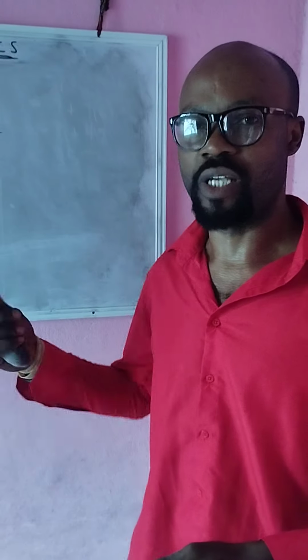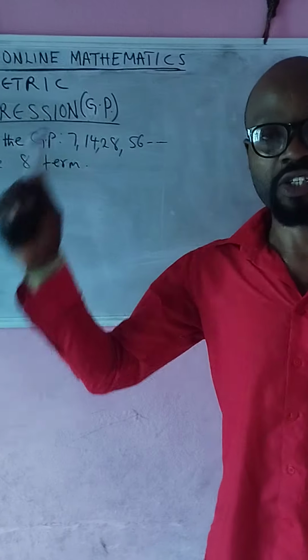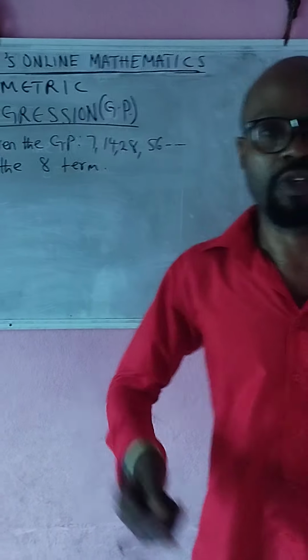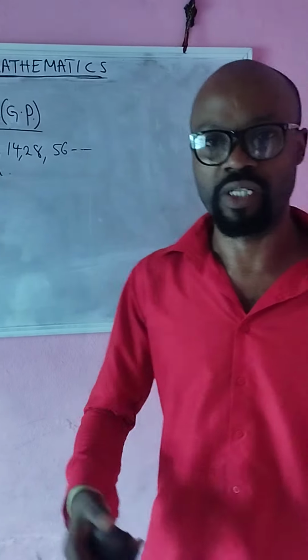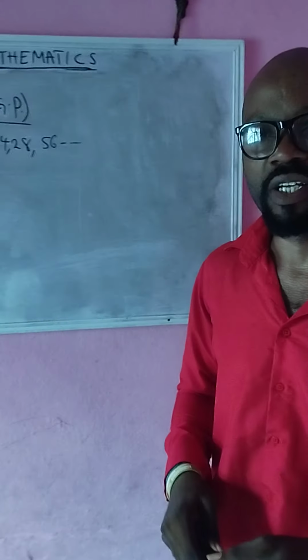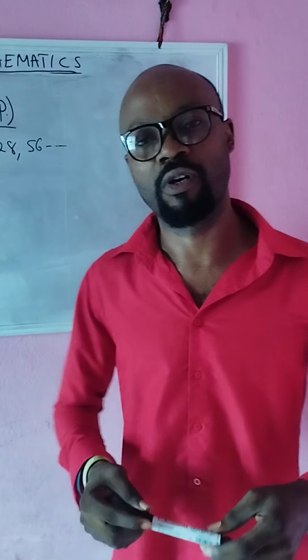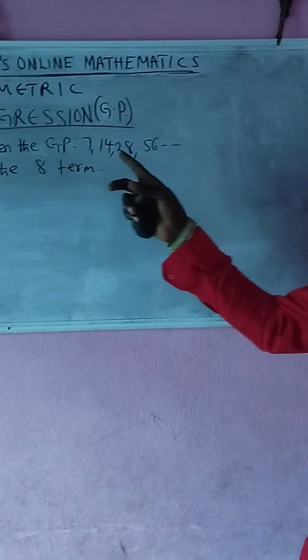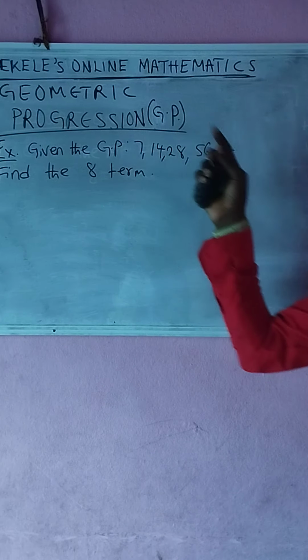Topic: sequence, and under sequence we'll be looking at geometric progression. A geometric progression can also be called an exponential sequence. I repeat, a geometric progression can also be called an exponential sequence. Now, what is the definition of geometric progression?